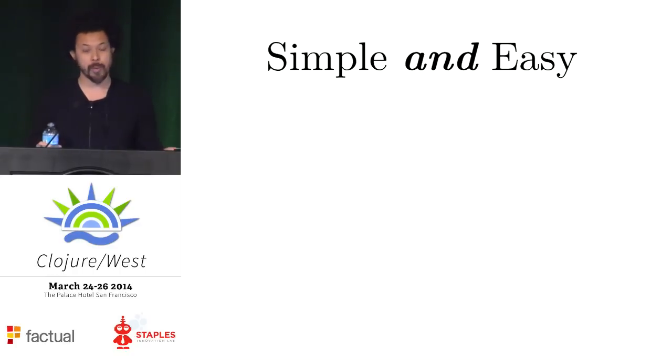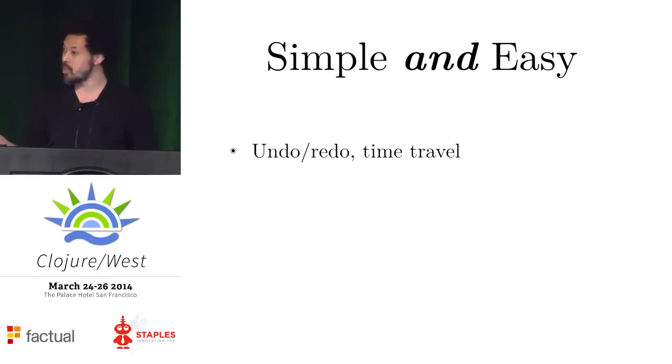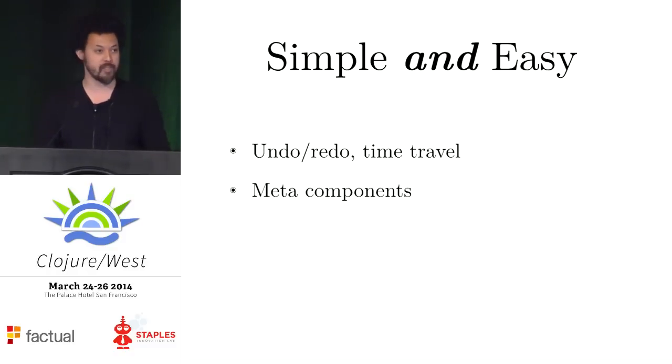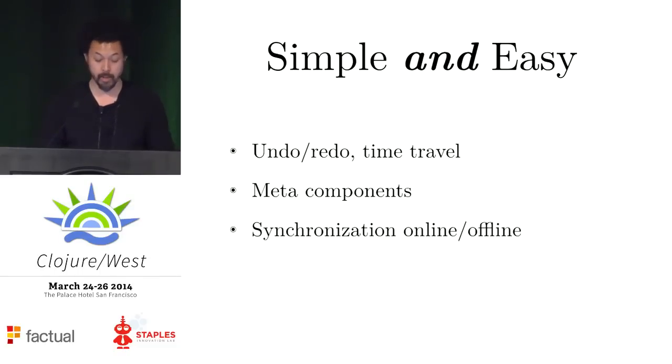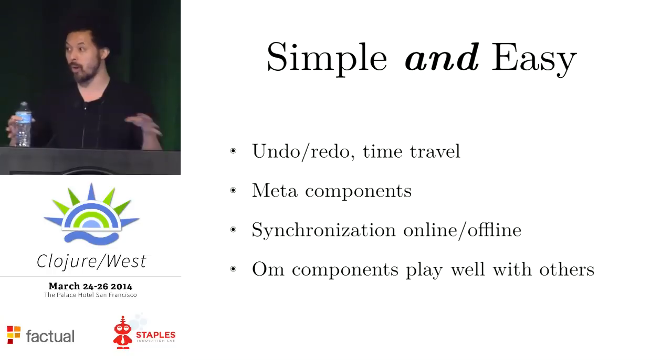So you take these four big ideas, the global app state, instrument, txlisten, and the fact that it's all built on protocols, then a lot of things are not only simple, but they're also easy, right? We definitely want to prioritize simple, but it's great when things are simple and easy. So undo, redo, time travel, simple to do, easy to implement. Meta components, because of instrument and it presents such a simple API, really easy to do as well, and simple. Synchronization online, offline, again, simple and easy to implement. And then Ohm components play well with others. Ohm is not like an island in the world of systems that want to use React as the renderer.